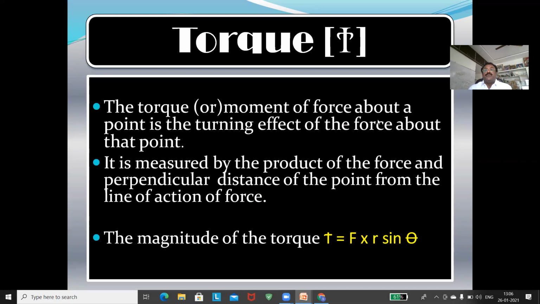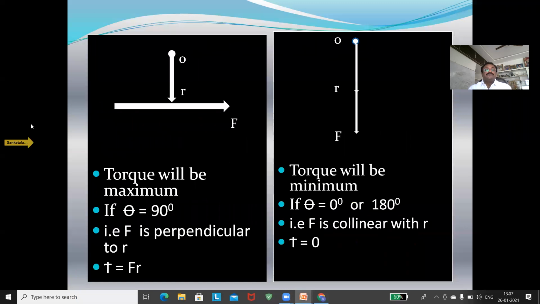The torque or moment of force about a point is the turning effect of the force about that point. It is measured by the product of the force and the perpendicular distance of the point from the line of action of the force. So the magnitude of torque is F into R sin theta. If F and R are perpendicular, torque becomes maximum. If both are parallel, that is theta is equal to 0, torque becomes 0.